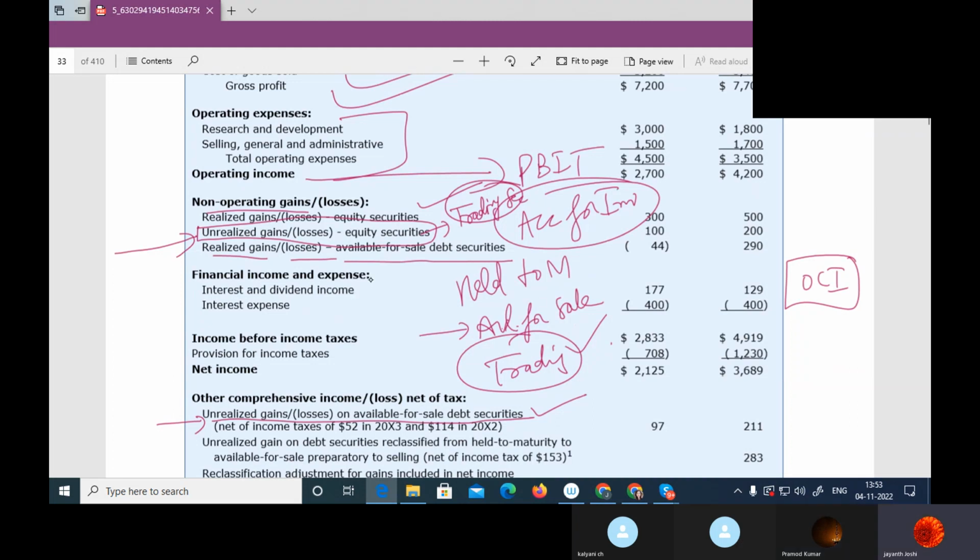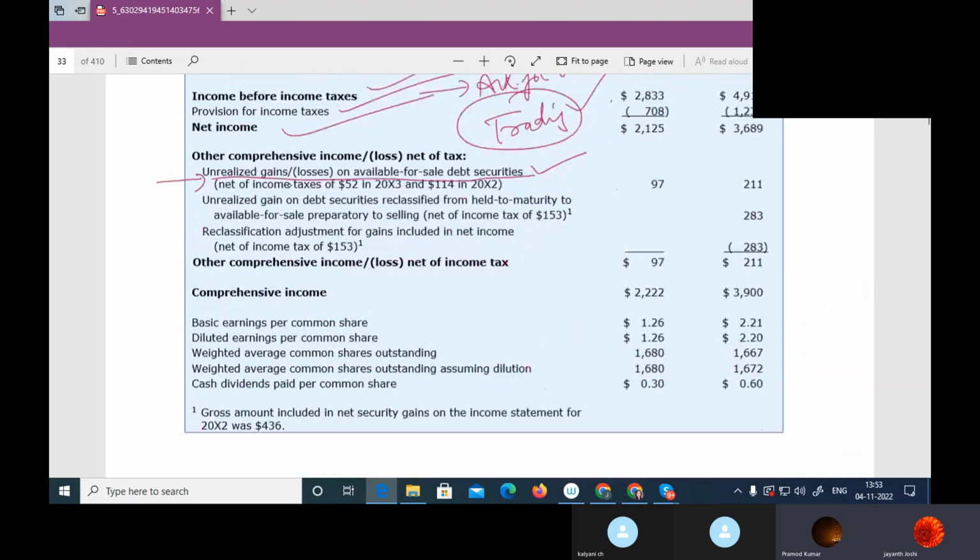Then any kind of non-operating incomes will come here. Then PBT, then less taxes, PAT. Then you get the other comprehensive income section. You are showing any unrealized gain on debt securities which you are holding till maturity. And the reclassification adjustment for gains included in net income. What is this? I'll show you afterwards. Then this is the other comprehensive income you got, and this is the total: 2125 plus 97 will give you this.